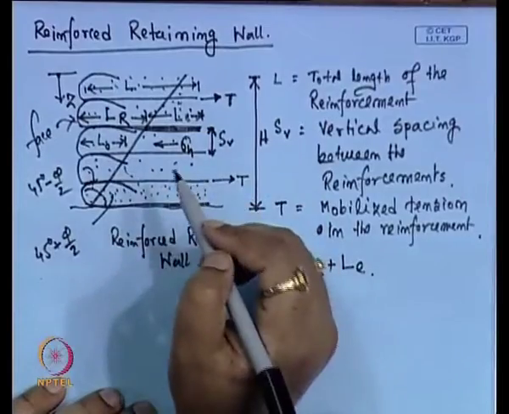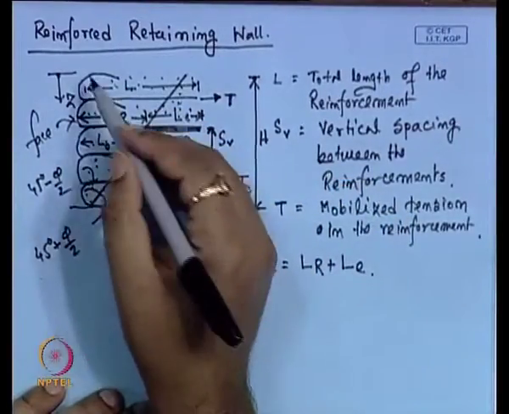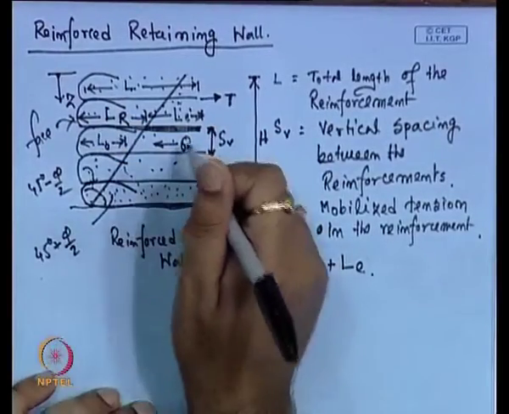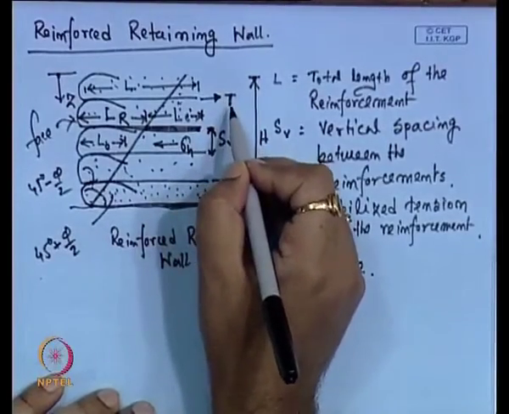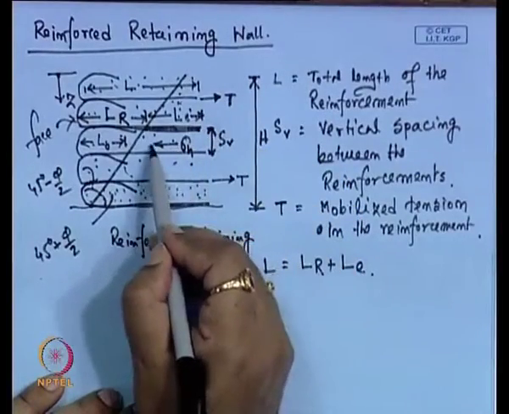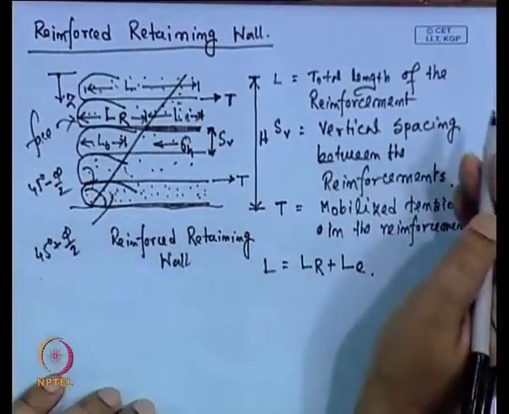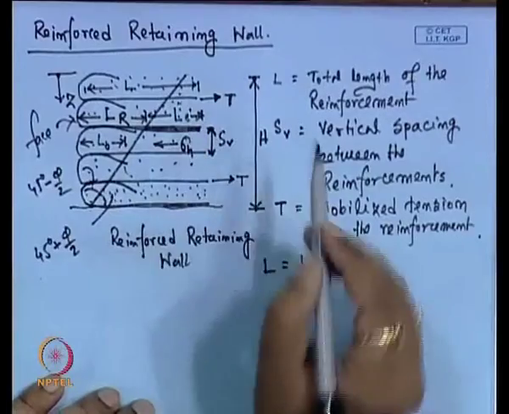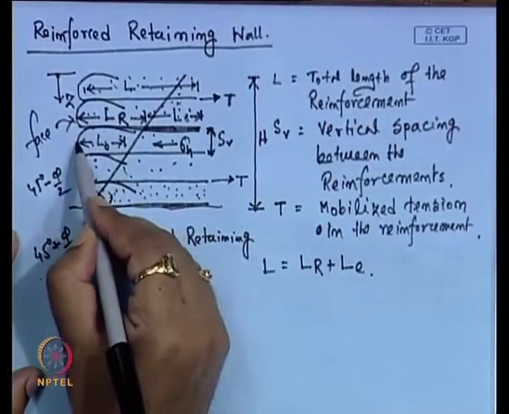Now, who is resisting this lateral earth pressure? In the case of a traditional retaining wall, the retaining wall is resisting that lateral earth pressure. Here, that lateral earth pressure is counterbalanced by these tension forces. This is acting from right to left and tension is acting in the opposite direction, so these two forces will counterbalance each other.